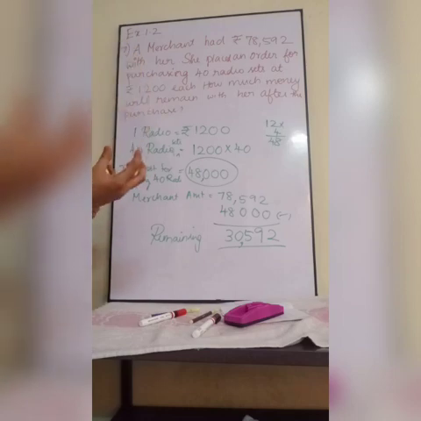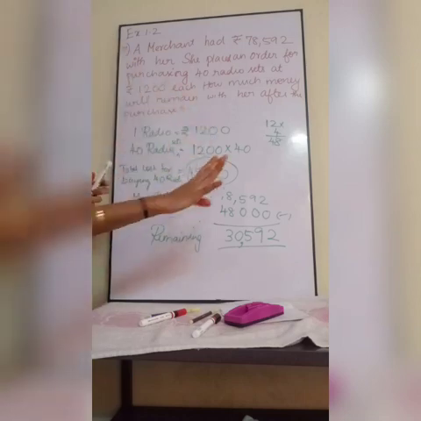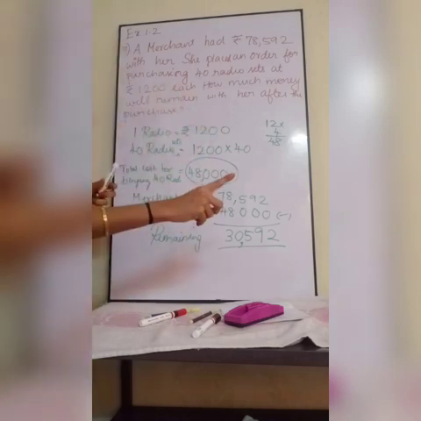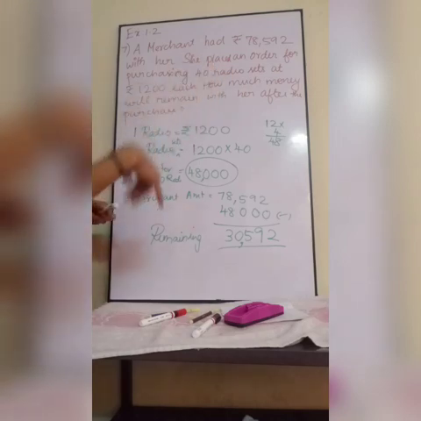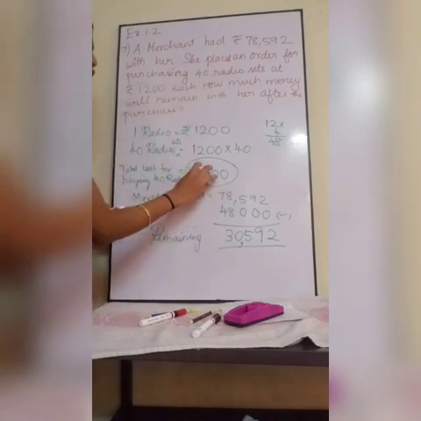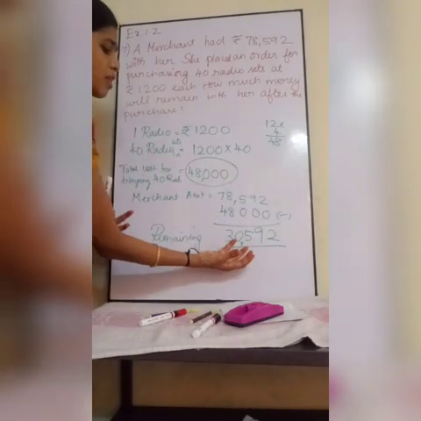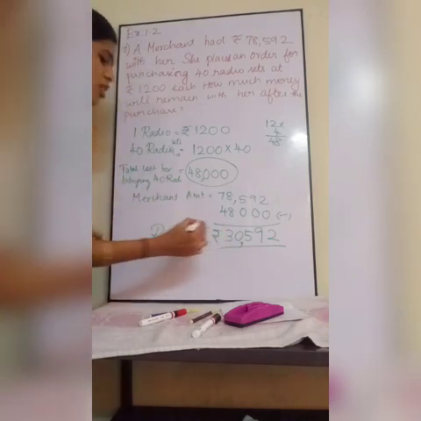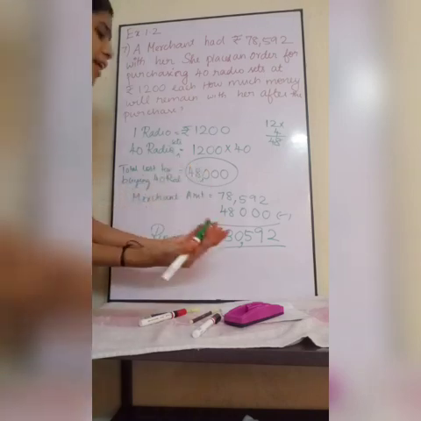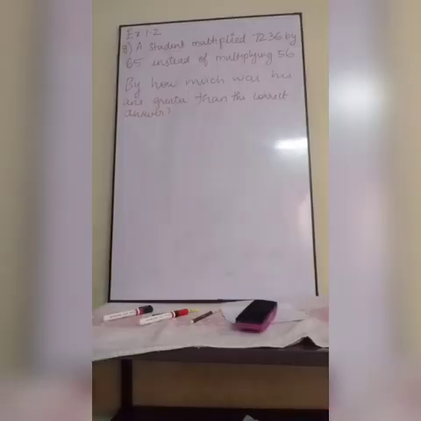To recap, a merchant has 78,592 in her hand. She is placing an order for 40 radio sets, at rupees 1,200 for each radio set, so for 40 radio sets 48,000 is the amount. When that order comes to her home, she will give 48,000 from this amount, so it gets subtracted. The remaining amount she will have in her hand is rupees 30,592. Understood?